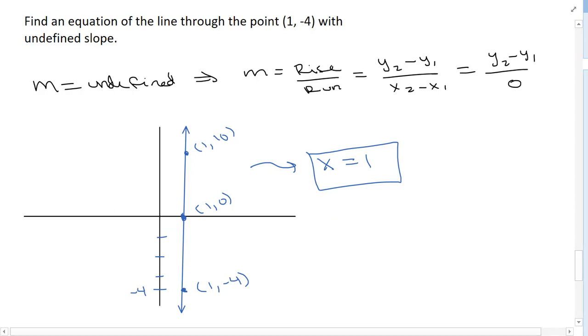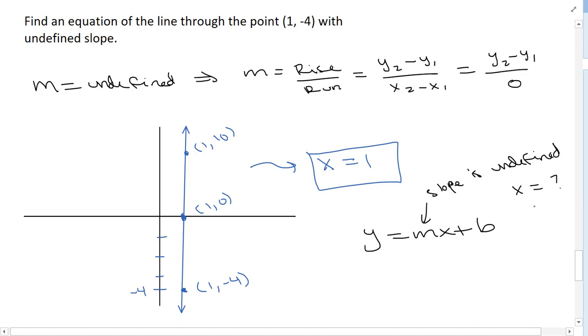And unfortunately, we can't use the y equals mx plus b or the point slope form because there's no slope. Slope is undefined. So this is one of those things that we just kind of have to know: when the slope is undefined, that means this is an x equals line. It's x equals whatever the x value of your point is.